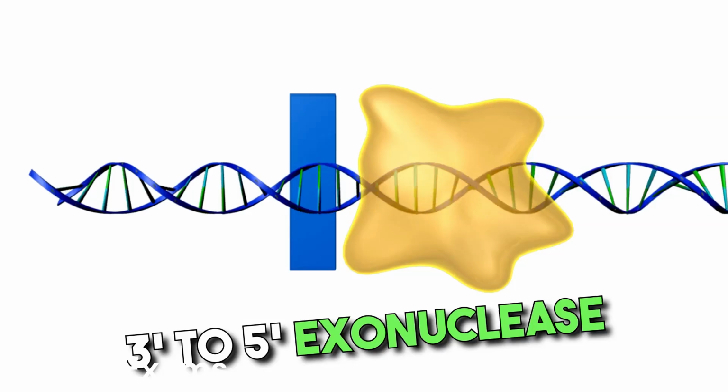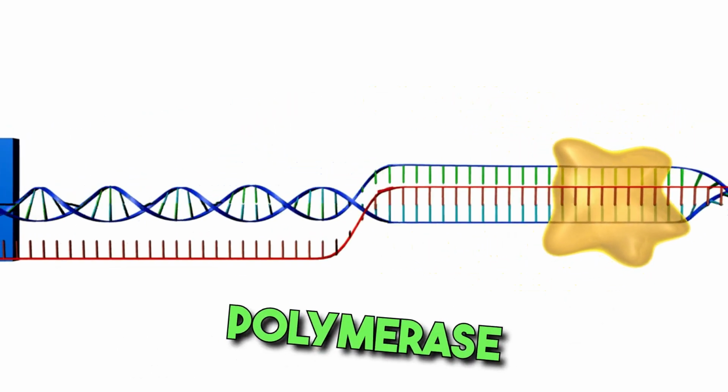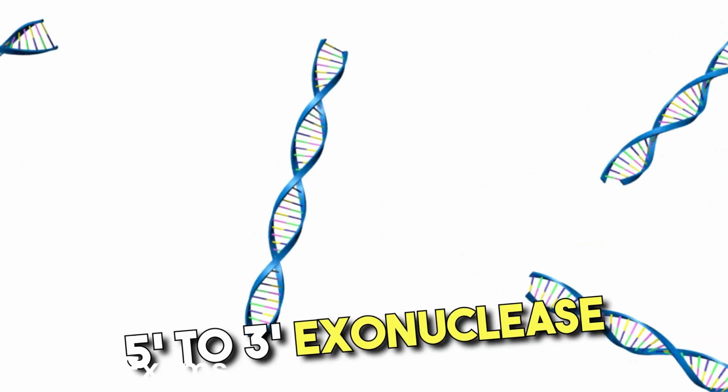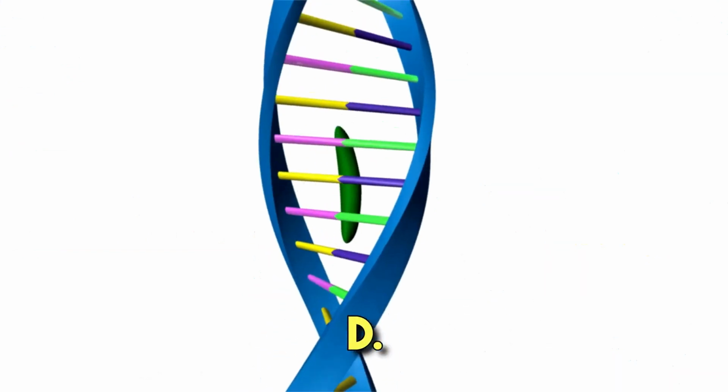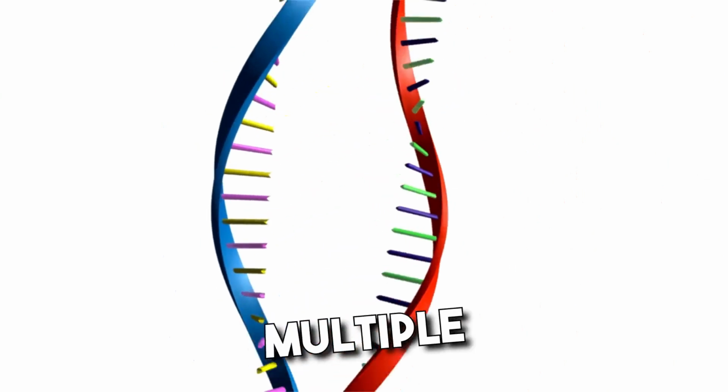A. 3 to 5 exonuclease activity of DNA polymerase. B. 3 to 5 polymerase activity of DNA polymerase. C. 5 to 3 exonuclease activity of DNA polymerase. D. RNA primer synthesis before DNA strand synthesis. E. Synthesis of multiple short DNA fragments.